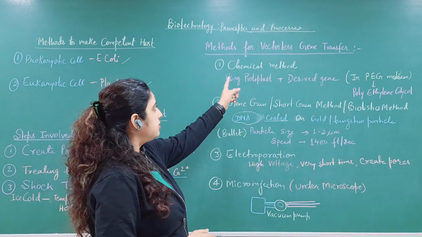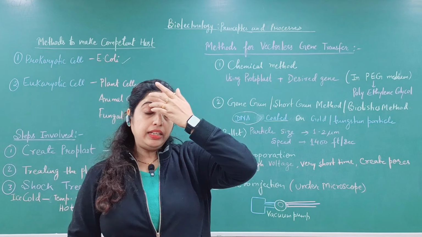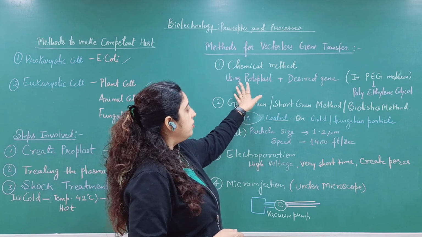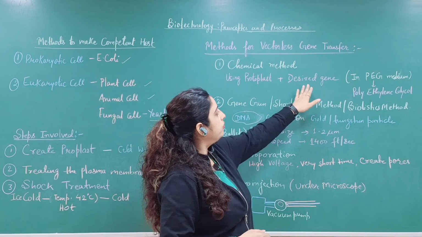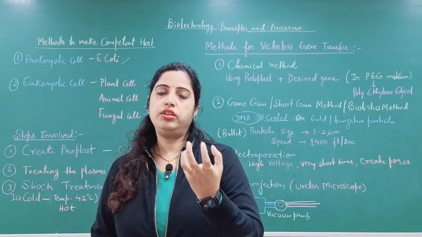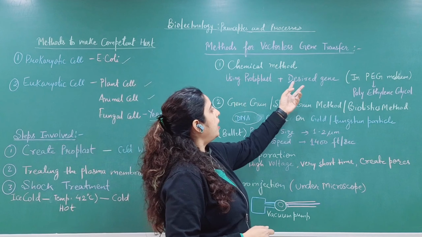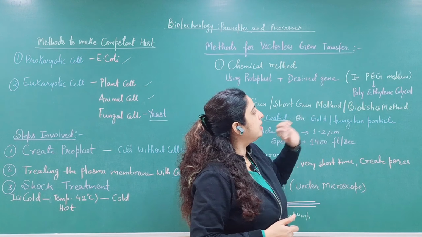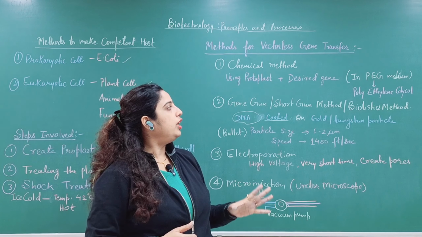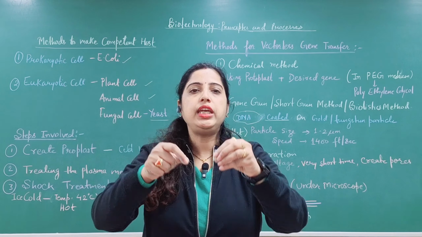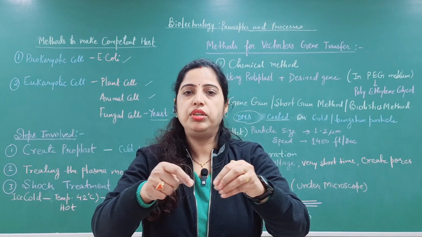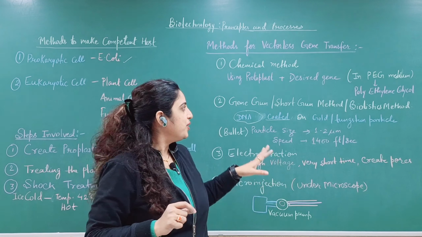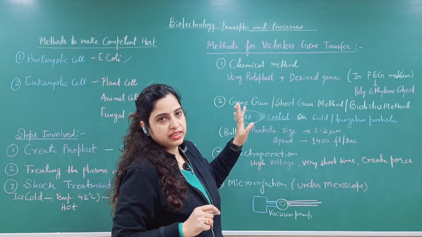One of them is the chemical method. I need not tell you what a protoplast is once again. That is required here along with your desired gene or DNA. So both are kept in a chemical. That's why we are calling it the chemical method. Both are kept in a chemical called polyethylene glycol. If you keep these two together, you need not do anything. They will simply integrate. So this is how the chemical method works.